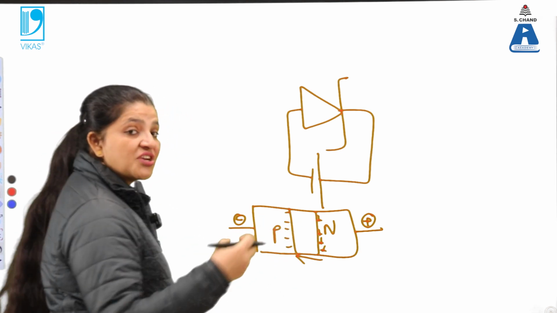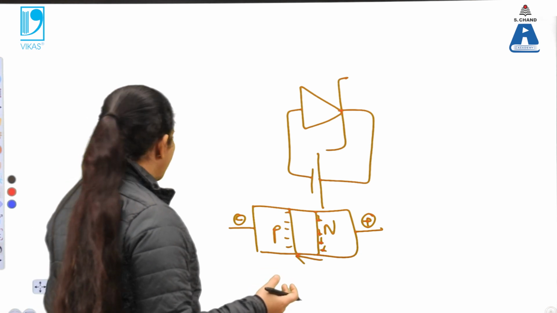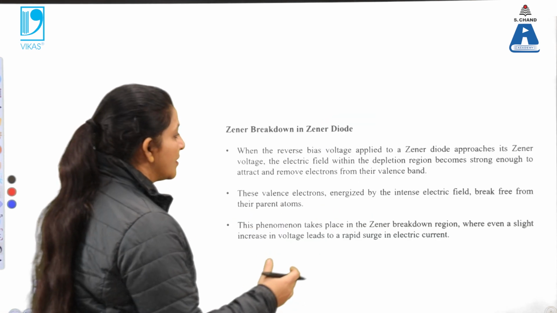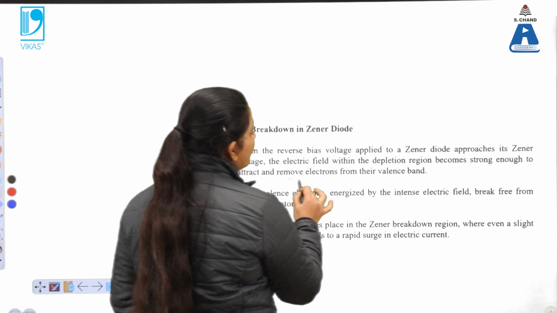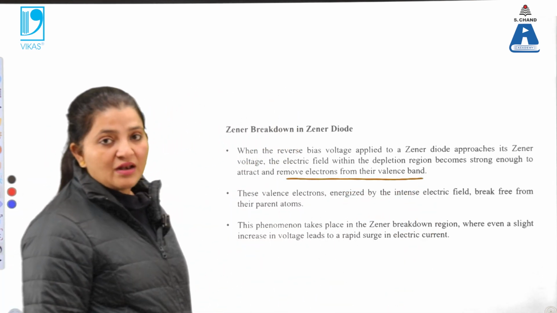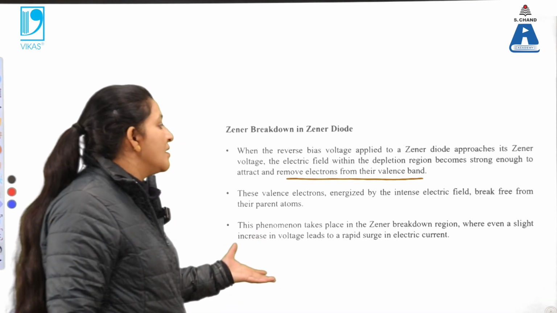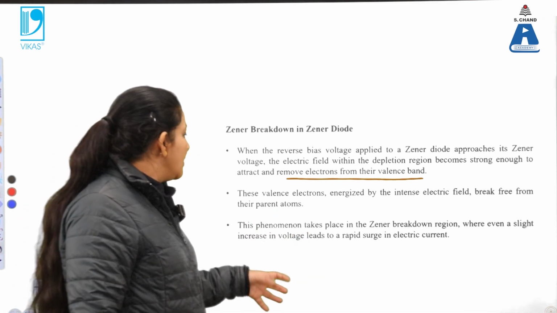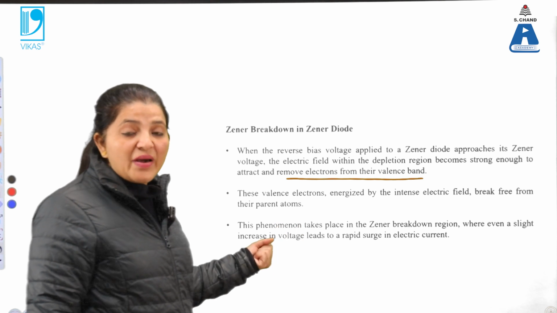That means they get ejected out, and due to that there exists a current in this case. So these electrons will be removed from their valence band. Then what will these valence band electrons do? They will intensify the electric field and break down from their parent atoms.